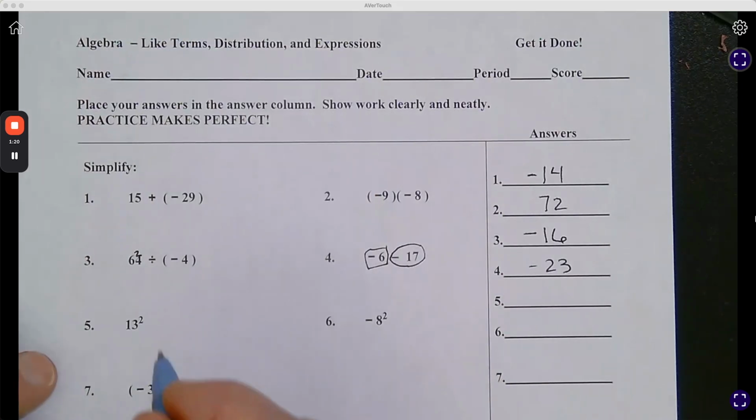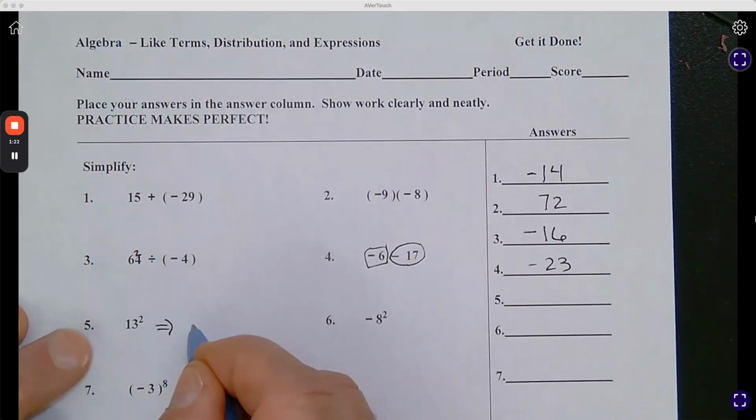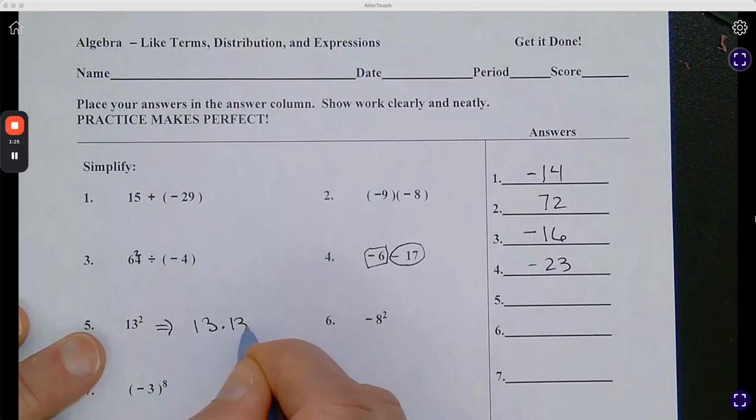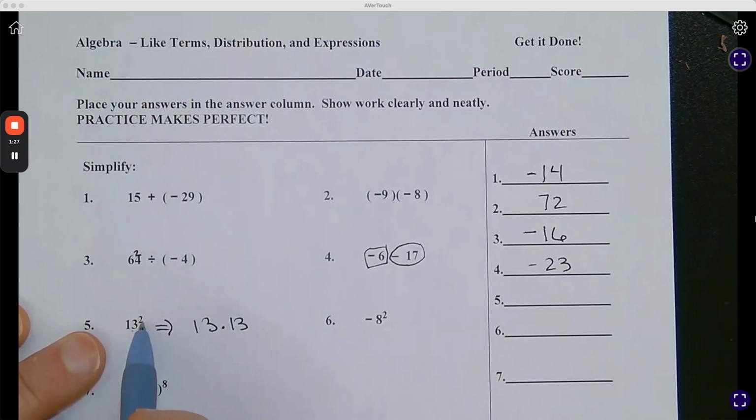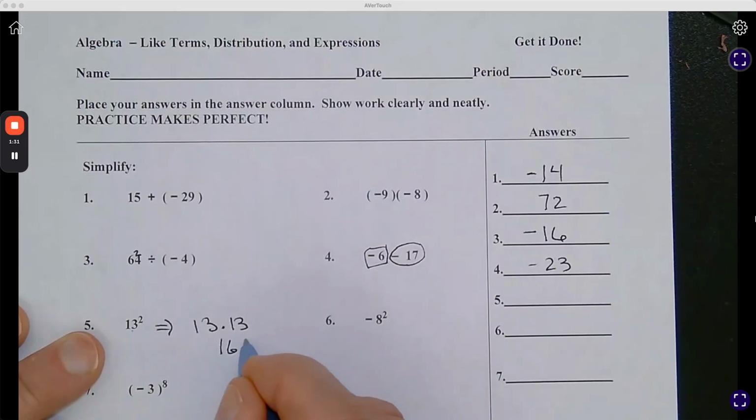On this one, this is a base raised to a power, so my base is 13, my power is 2. This means take the base and multiply it by itself 2 times. So that's 169.